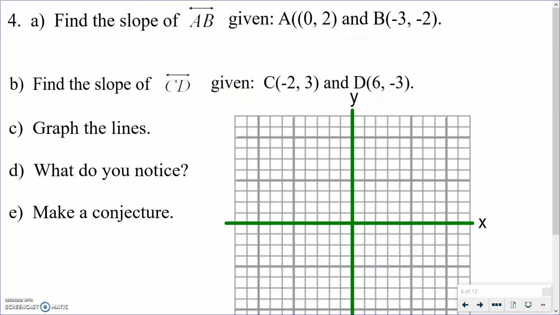All right, so we are going to move on, and again, I'm going to ask you to pause and try this on your own. Find the slope of AB, find the slope of CD, graph the two lines, look at it, observe, and make a conjecture or an educated guess based on the information you observe. So, again, find the slopes, graph the lines, and make a conjecture.